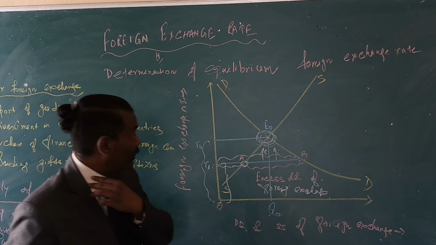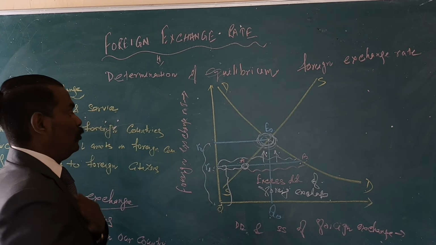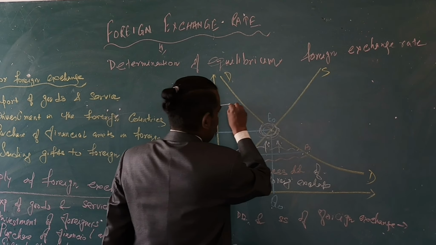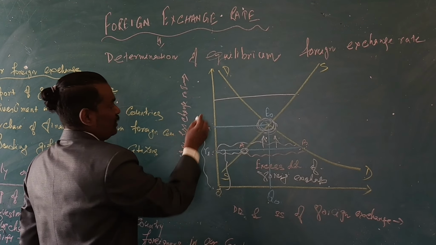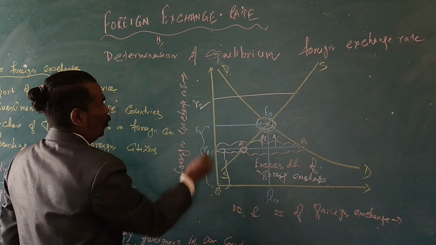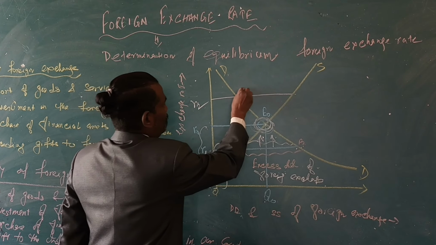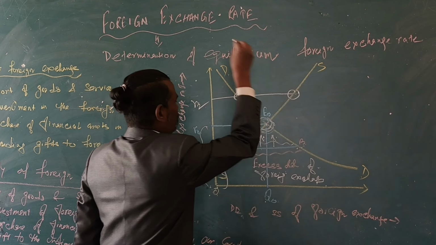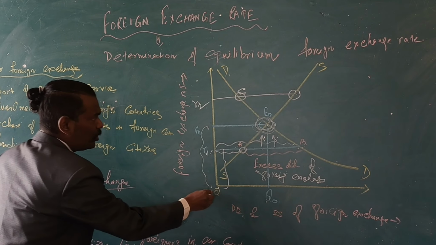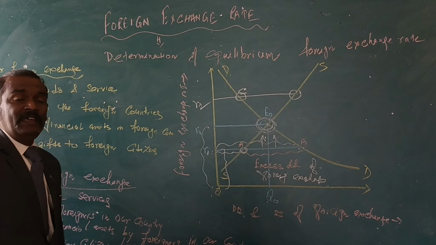My dear boys and girls, in the same way, we can say that if the market exchange rate is, suppose, OR2, this is C and this one is D, which is more than the equilibrium exchange rate.